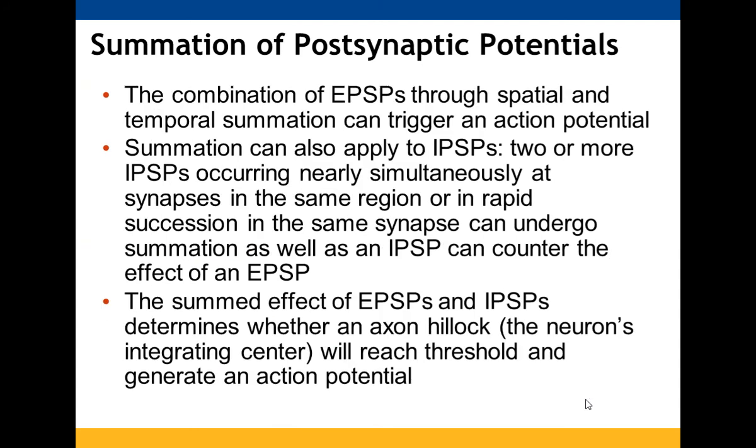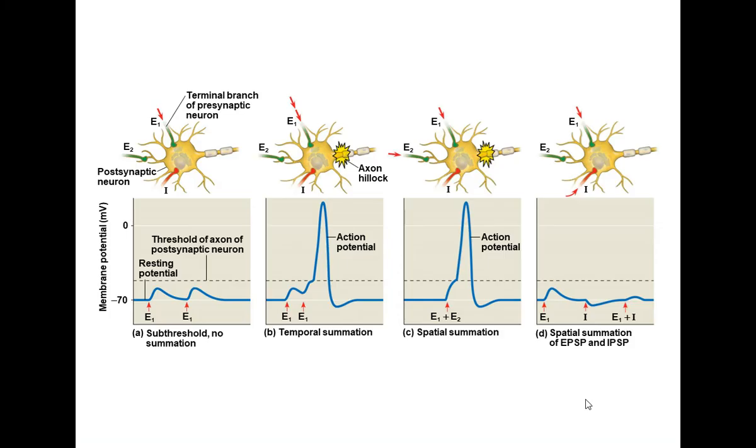So when you add these EPSPs through both spatial and temporal summation, together they may trigger an action potential. And then the same thing would work with IPSPs to counter an EPSP's effect. And so, depending on what all is taking place at that postsynaptic membrane, it will determine whether the axon hillock, the neuron's integrating center, can reach that threshold and have another action potential.